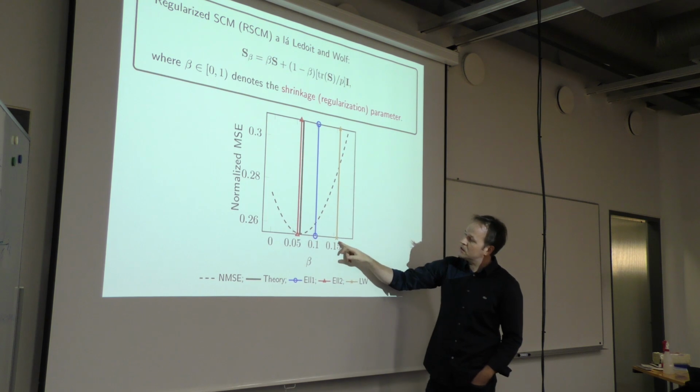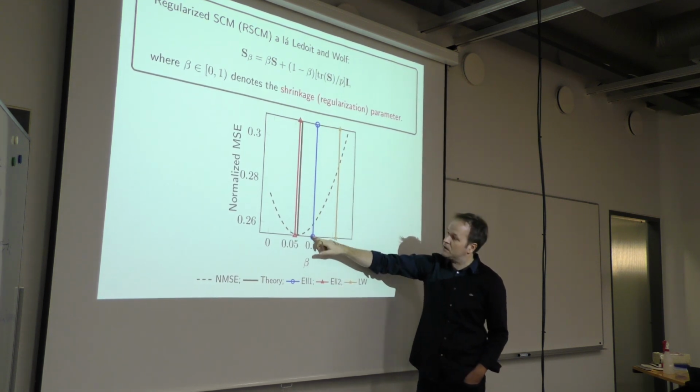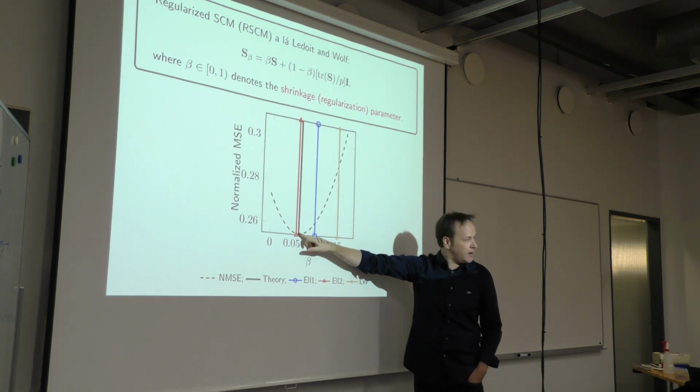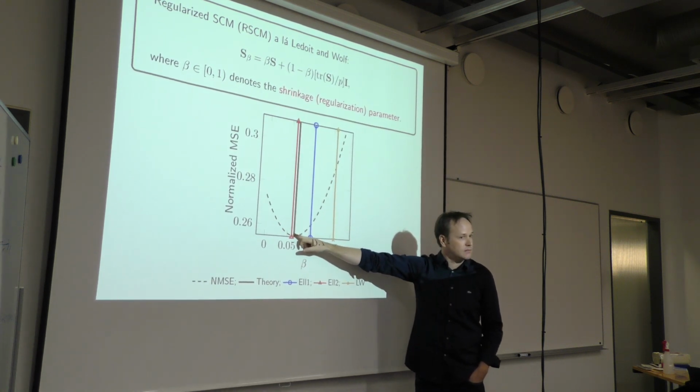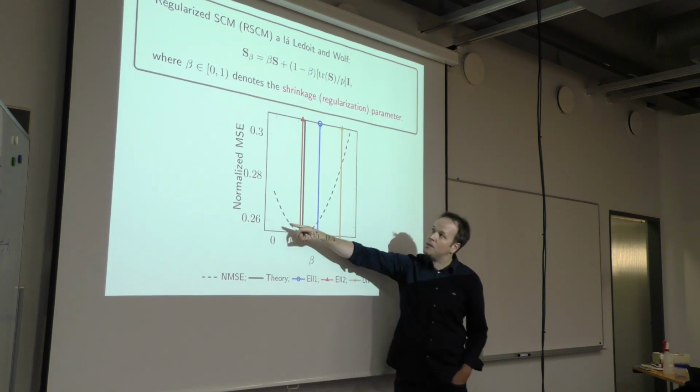So for example, for this beta, we would obtain this mean squared error. For this beta, this, and so on. But optimally, we would like to choose this beta, so we get the minimum of this mean squared error. So this is the normalized mean squared error.